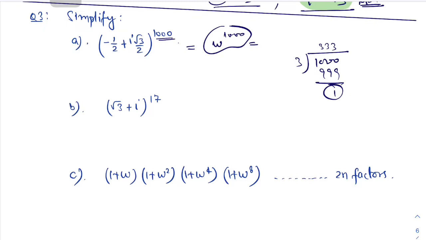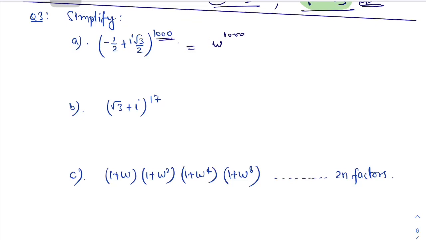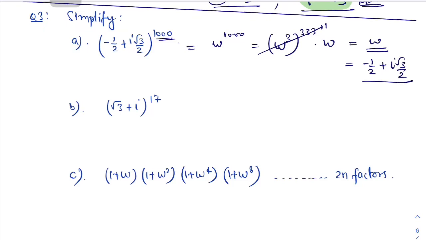Remainder as 1. It means we can write this omega to the power 100 as omega cube whole to the power 333 into omega. This part is 1, so we are left with omega only. In a plus iota b form, I can write minus 1 by 2 plus iota root 3 by 2.